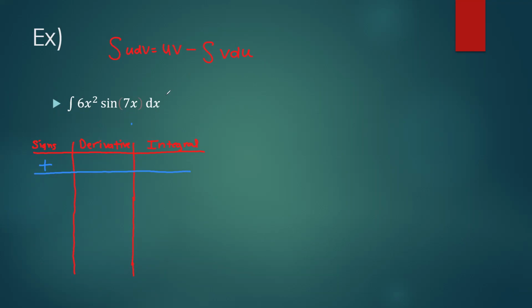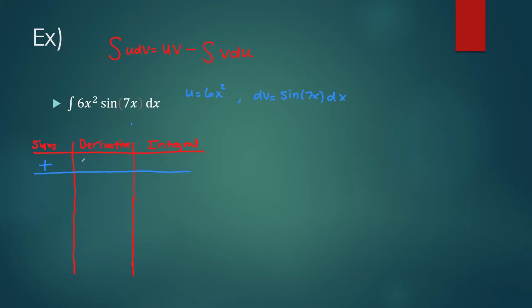U is always the simpler one. U is the one that can eventually go to zero. So u will be 6x squared, and then dv is sin of 7x dx. U is always the simpler one that can eventually go to zero, and dv is the more complex one.